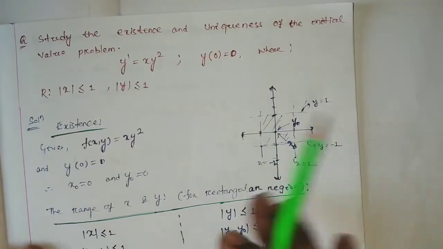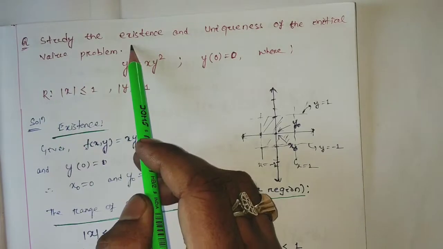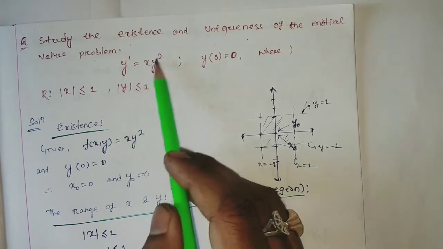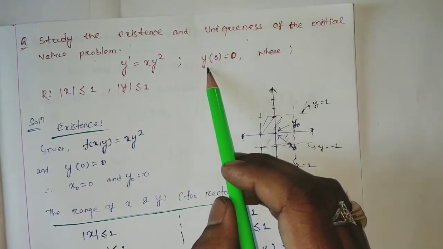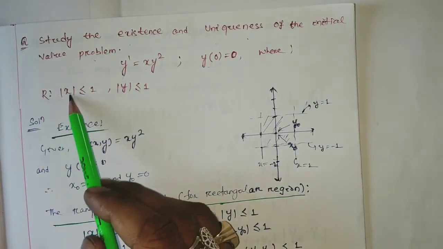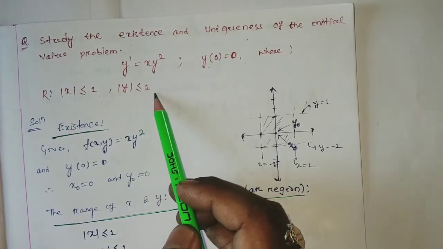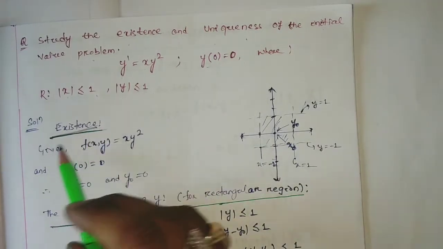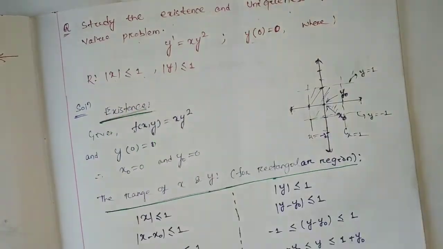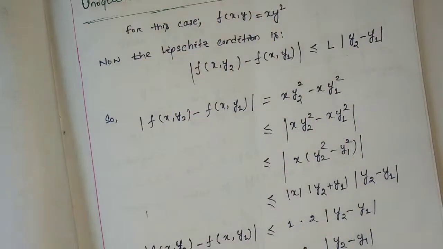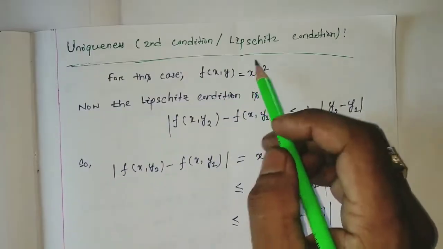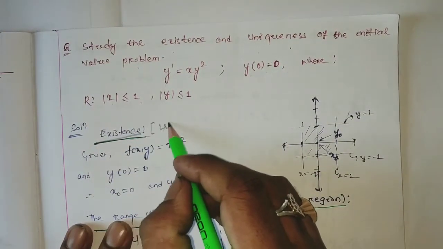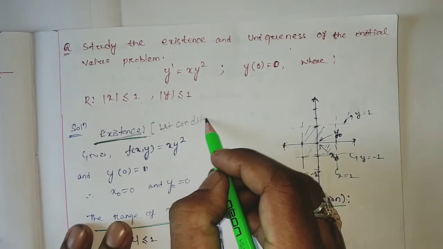Now we are going to go for the next question: study the existence and uniqueness of the initial value problem y dash equal to x y square, with y(0) equal to 0, where the region is |x| less than or equal to 1, |y| less than or equal to 1. So this is a new question. First we have to consider its existence, that means the first condition. Then we are going to go for the second condition, the so-called Lipschitz condition. So existence means the first condition.